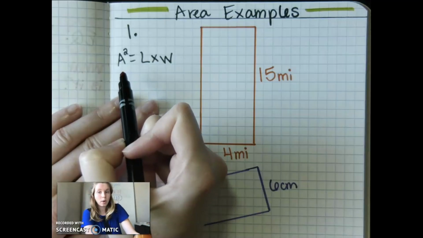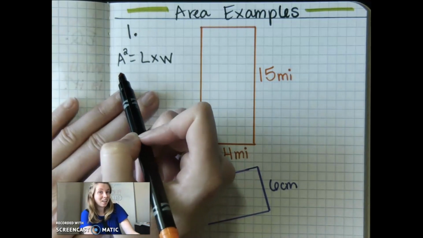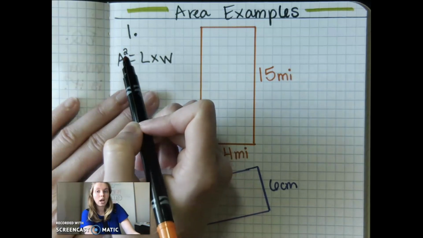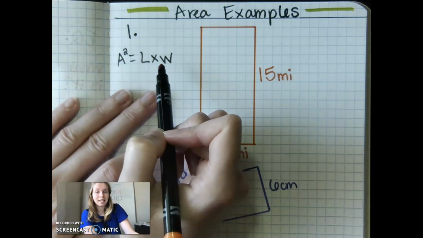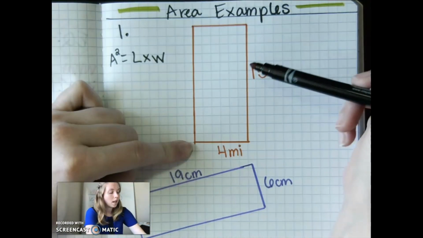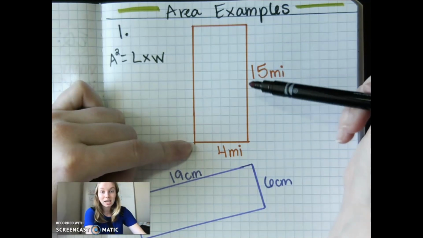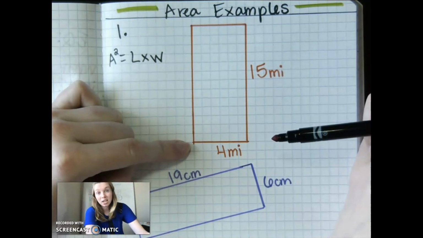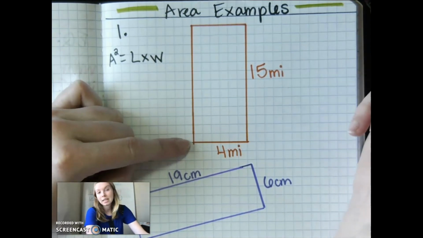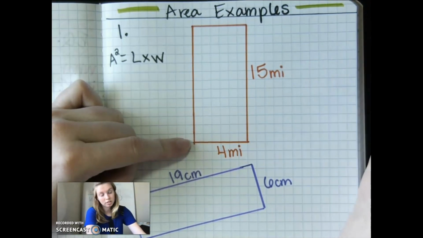I've written the equation for area at the top. So we have area, and again, every time you have an answer for area, it's squared. That's why I put that there. Area squared equals length times width. So I know what I have to do. That's my plan. So length is 4 miles and width is 15 miles. I could have said it the other way too. I could have said the length is 15 miles and the width is 4 miles. It's however you want to look at it. You're just taking one side and multiplying it by the other side.